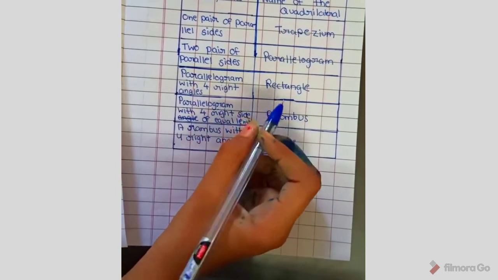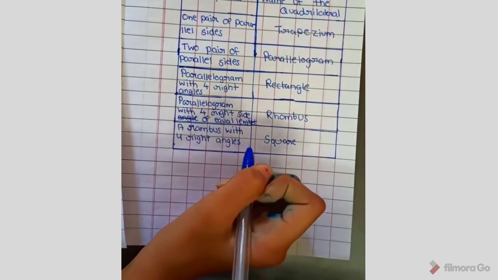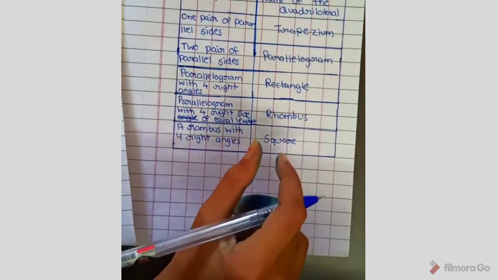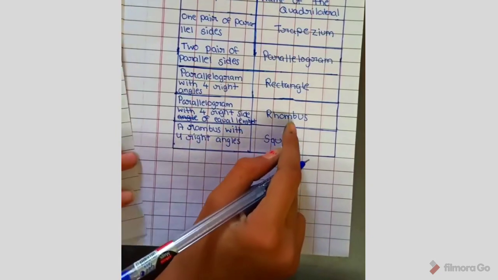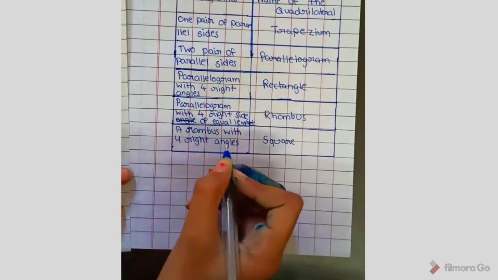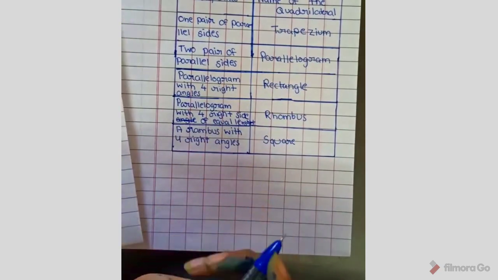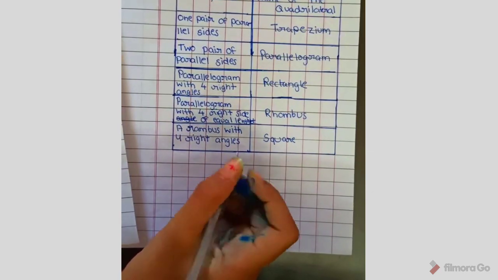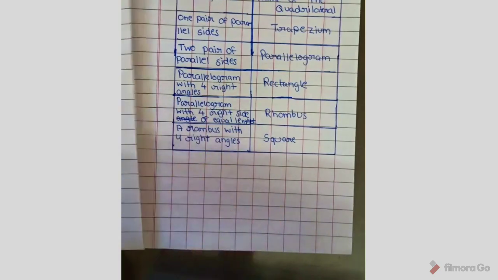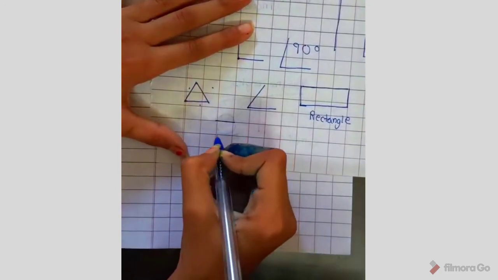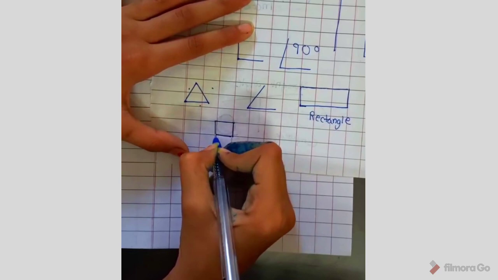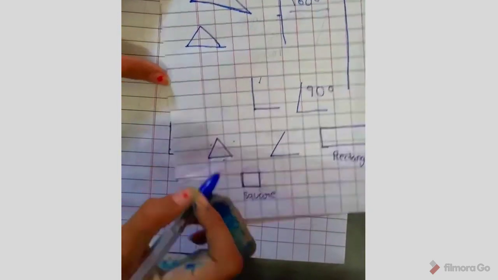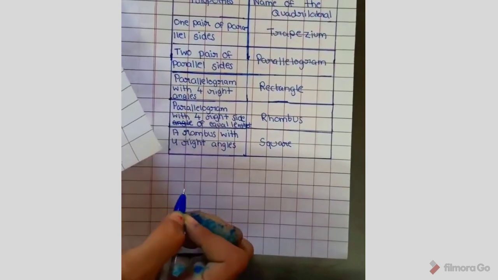A parallelogram with four right angles is the rectangle. Now the next is a parallelogram with four sides of equal length. A parallelogram with four sides of equal length is a rhombus. A rhombus with four right angles is the square. The rhombus is a parallelogram with four sides of equal length, but a rhombus with four right angles is a square. So it is the square. The boxes of our math notebooks are squares, meaning they are a rhombus with four right angles.